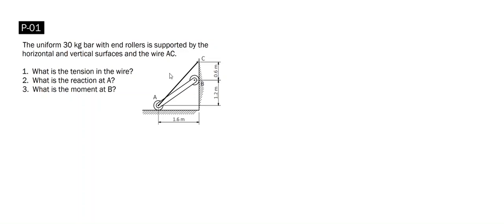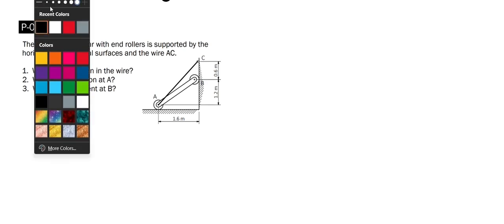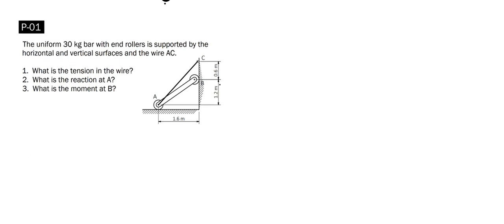The uniform 30 kg bar with end rollers is supported by the horizontal and vertical surfaces and the wire AC. We are tasked to find the tension in the wire, the reaction at A, and the moment at B. So to solve this problem, let's draw our free body diagram.